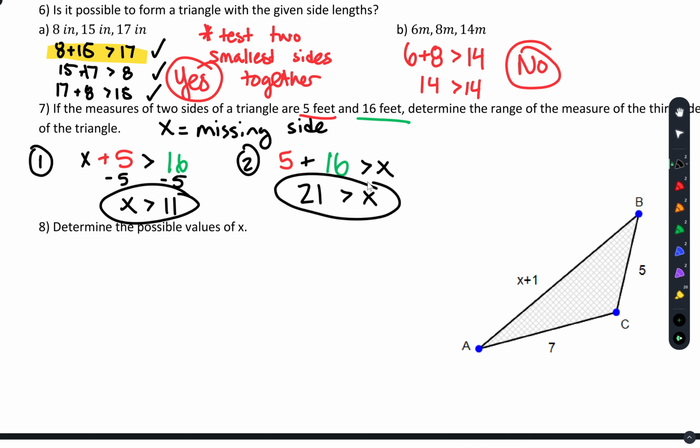So two steps. Number one, you assume X is the smallest. Number two, you assume X is the largest. This tells me that X is somewhere in between, if you want to write it fancy. X is somewhere in between 11 and 21. Does that make sense? We're going to do the same thing in the last problem.